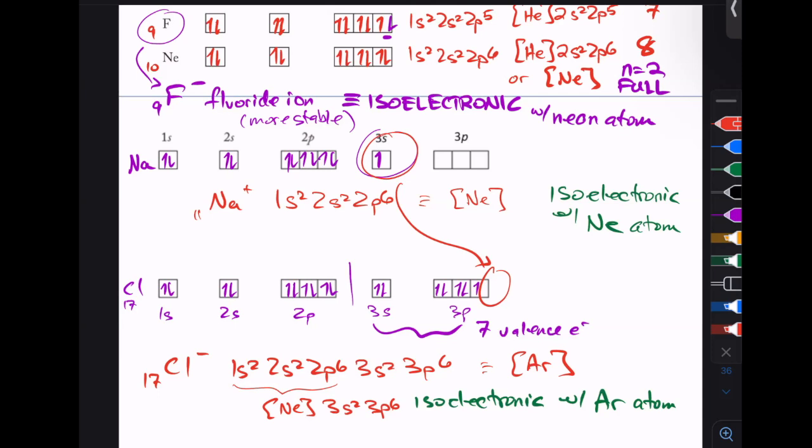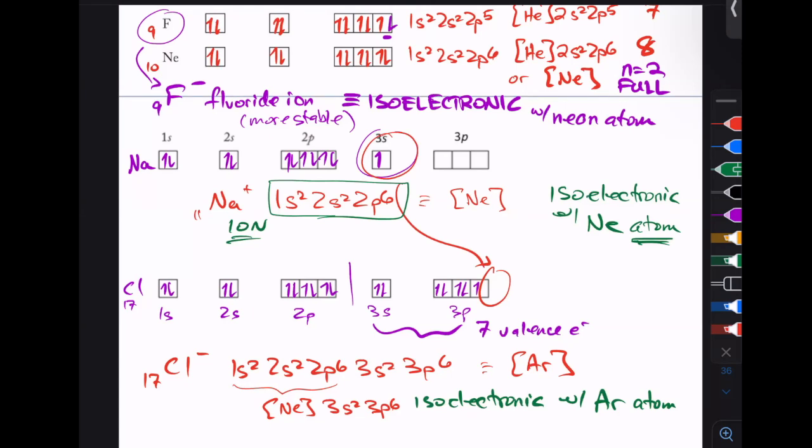Now, when we say isoelectronic, the examples I'm showing you here, for example, the sodium plus ion is isoelectronic with neon, but this is an ion, okay? The ion is isoelectronic with the neon atom, but the electron configuration is the same. They both are 1s2, 2s2, 2p6. So if I just gave you 1s2, 2s2, 2p6, you wouldn't necessarily know what it was representing. I would have to tell you more information, like this is an ion or it's an atom.